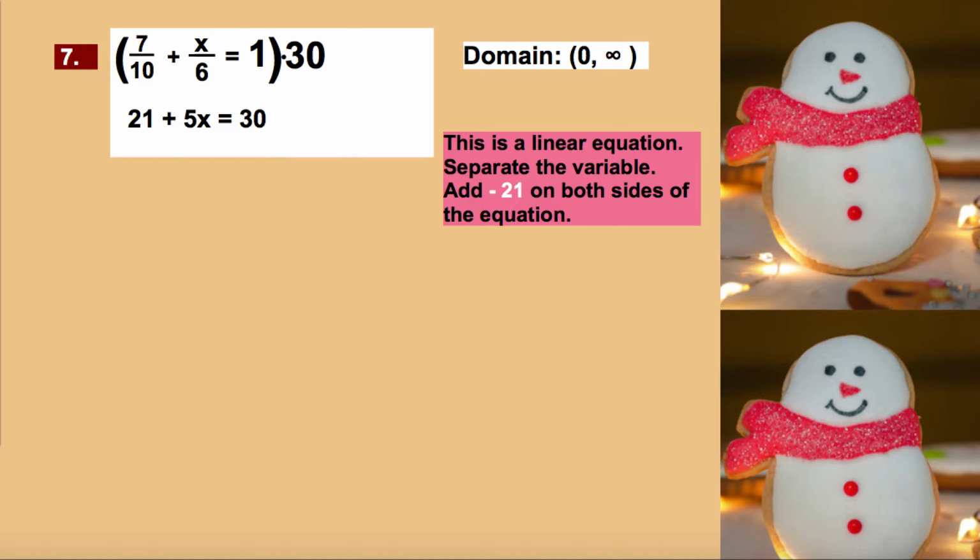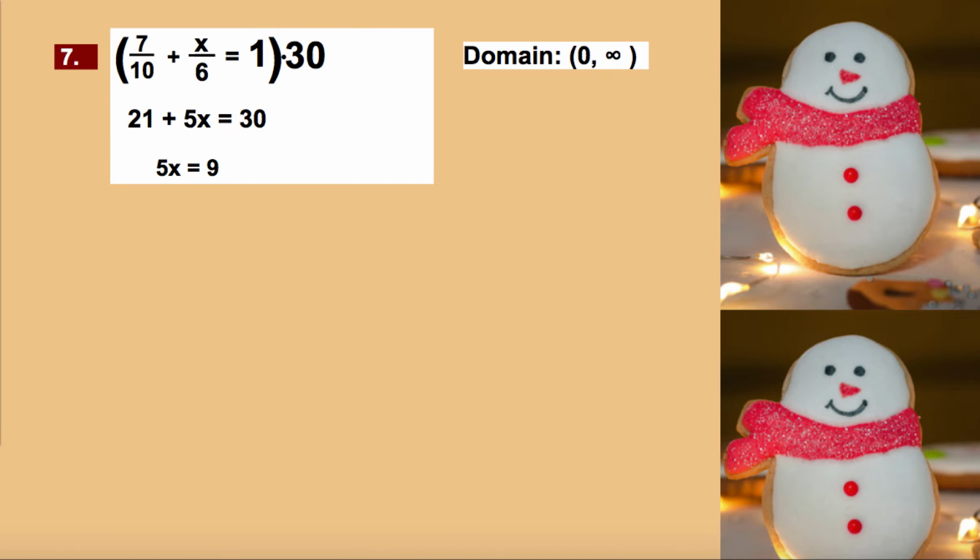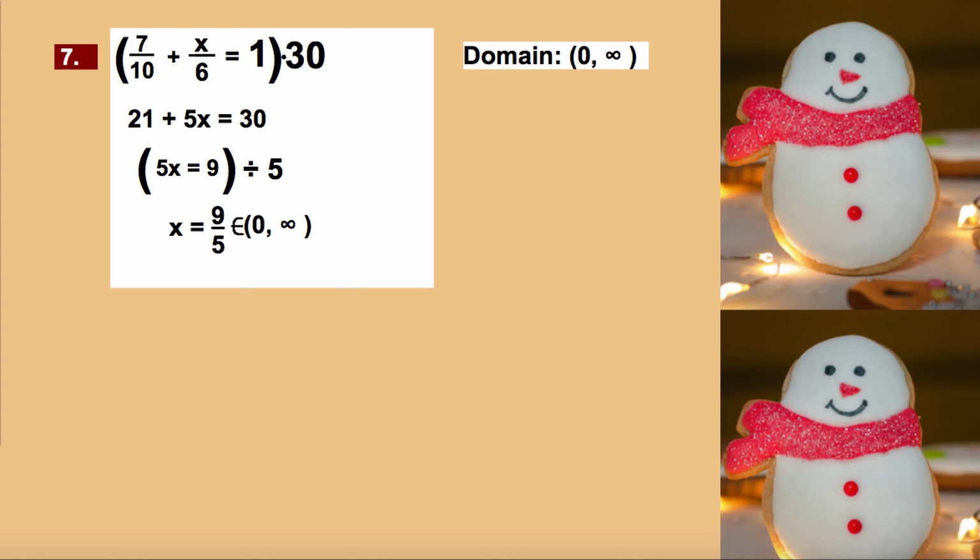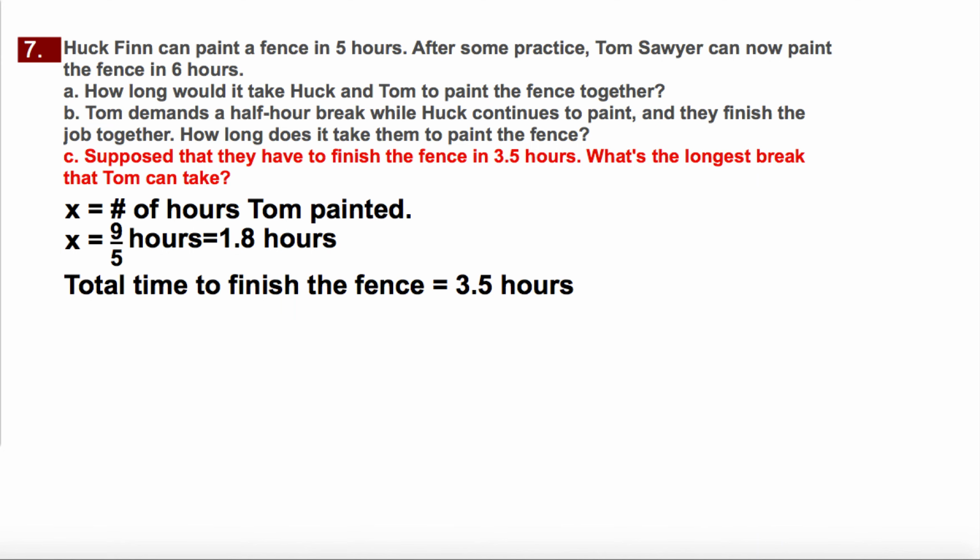This is a linear equation. Separate the variable. Add negative 21 on both sides of the equation. 5x is equal to 9. Dividing both sides of the equation by 5, x equals 9 over 5, which belongs to our domain. x is equal to the number of hours Tom painted. x is equal to 9 over 5 hours, which is 1.8 hours.